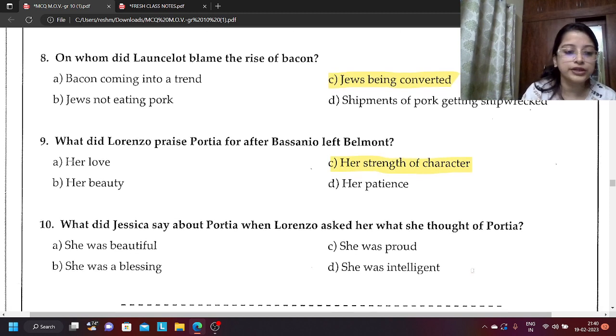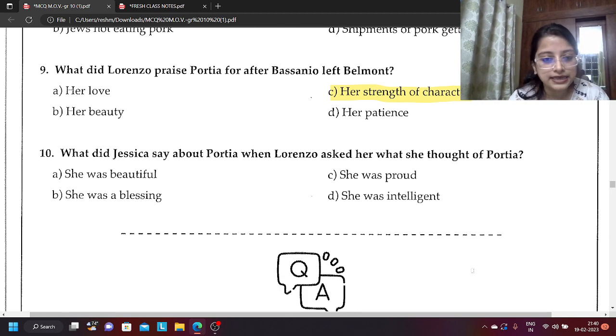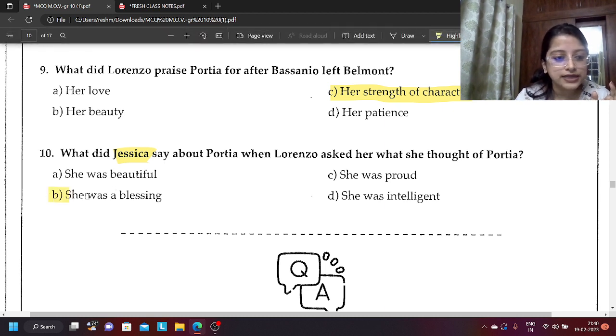Last question for today from Complete Act 3. What did Jessica say about Portia when Lorenzo asked her what she thought of Portia? She was beautiful. Jessica, see what did Jessica say? Not Lorenzo. Beautiful, proud, blessing, intelligent. She said no, she was a blessing and Bassanio should always take care of this girl. So it will be option number B.